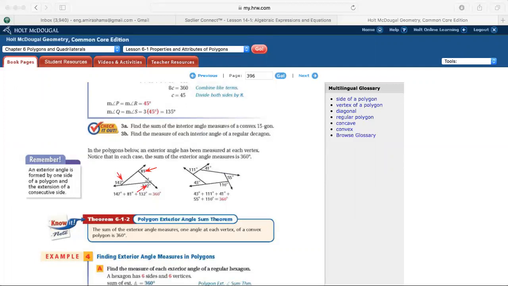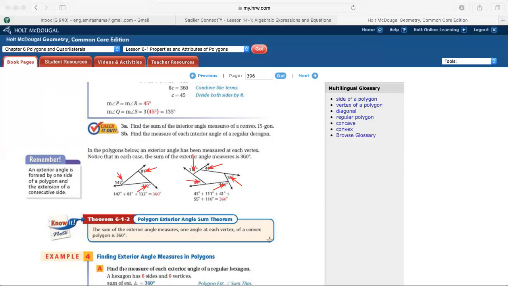147 plus 81 plus 132 are equal to 360. The sum of the exterior angle measures is 360. Here in this case, I have this one. Exterior angles are all the angles that are outside the polygon. Outside the polygon. This one, and this one.